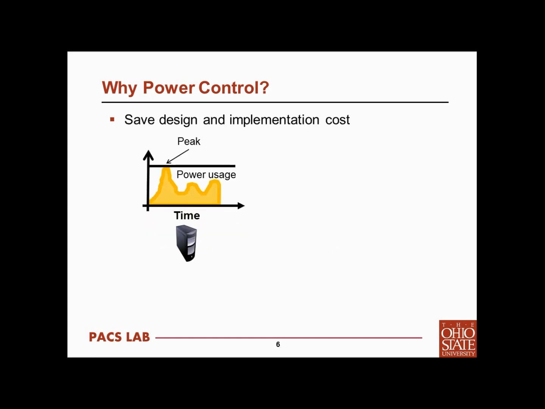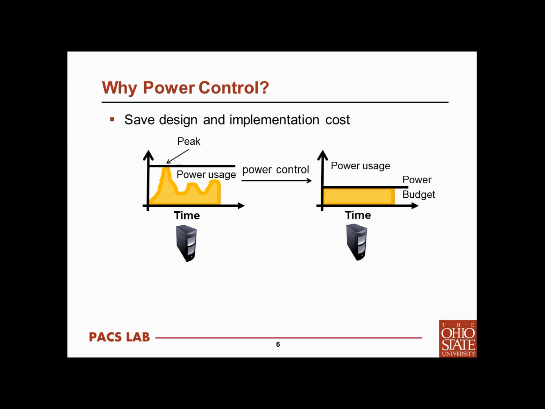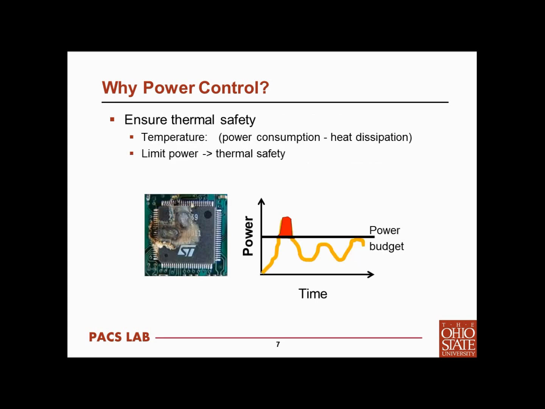In addition to extending the battery lifetime, power control can also save the design and implementation cost of a computer system. If we have an irregular power profile for a computer system, we need to design according to the worst case. However, if we can control the power consumption of the system never to go higher than a certain value, in this case we can design according to the average case. Since we lower the design target, usually that will buy us design and implementation cost savings.